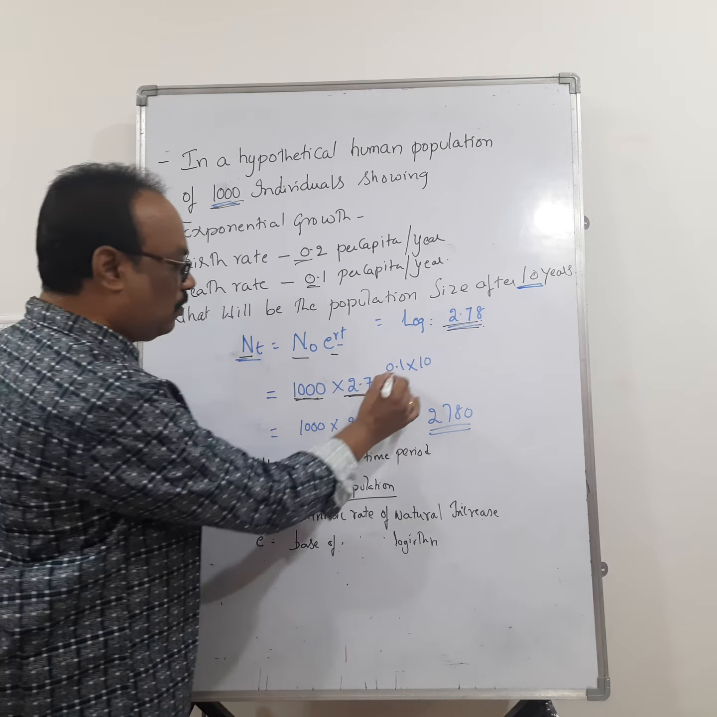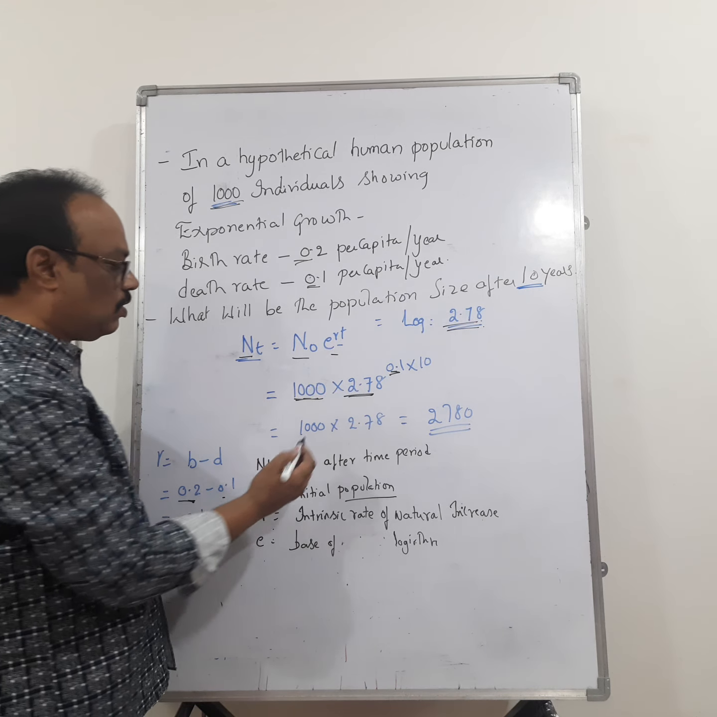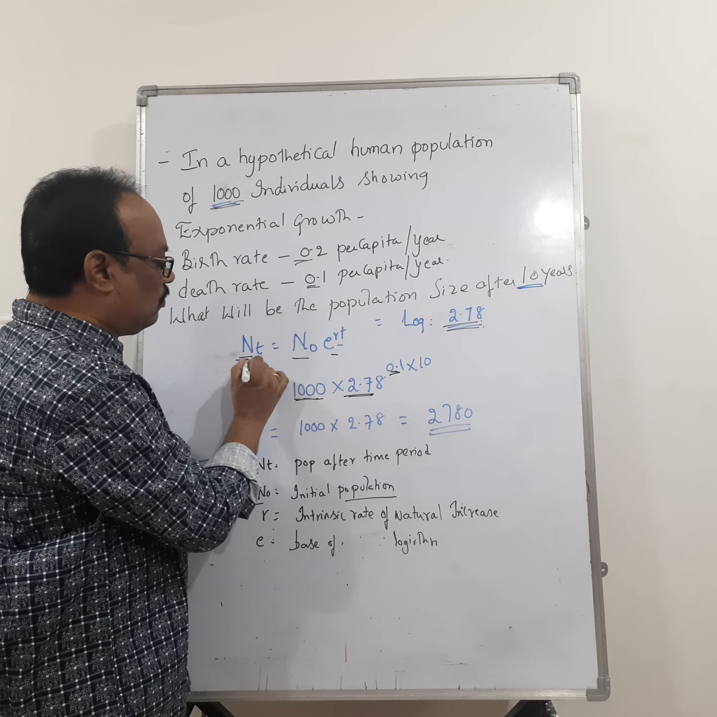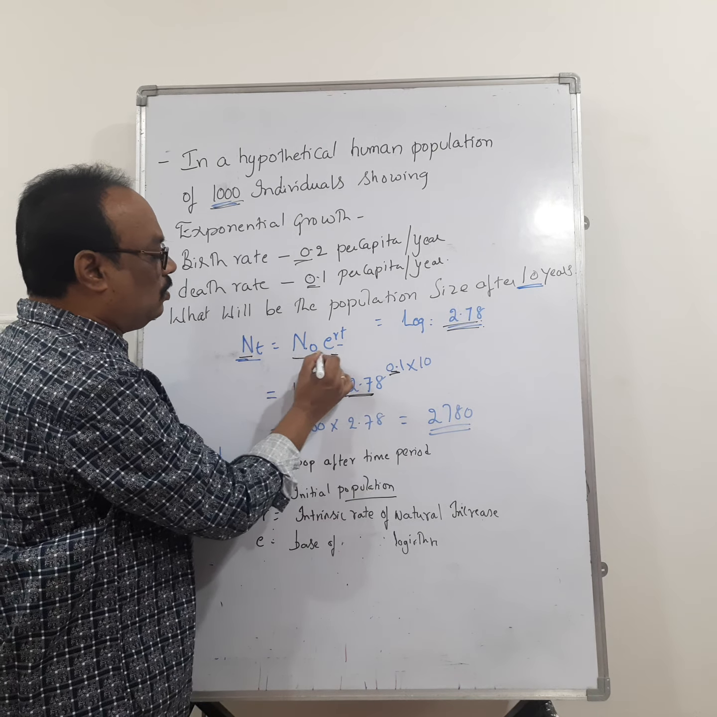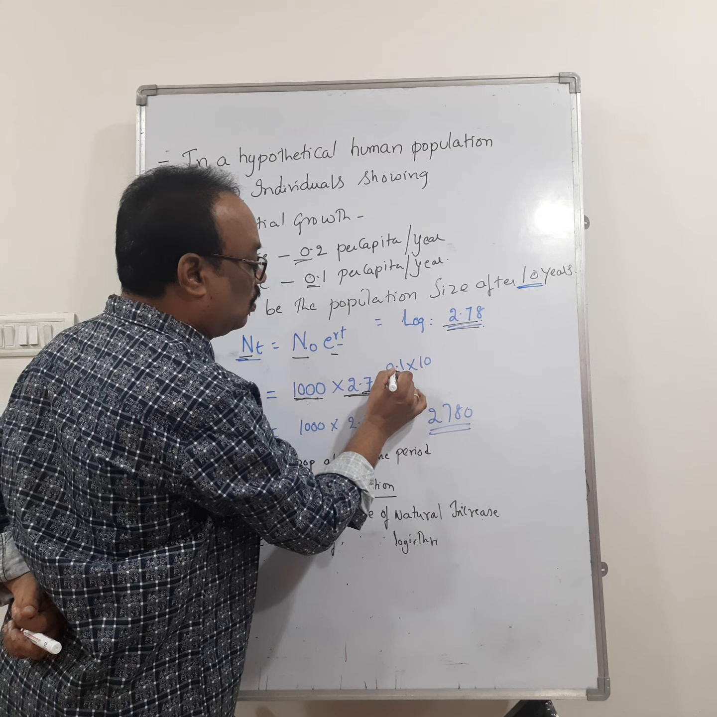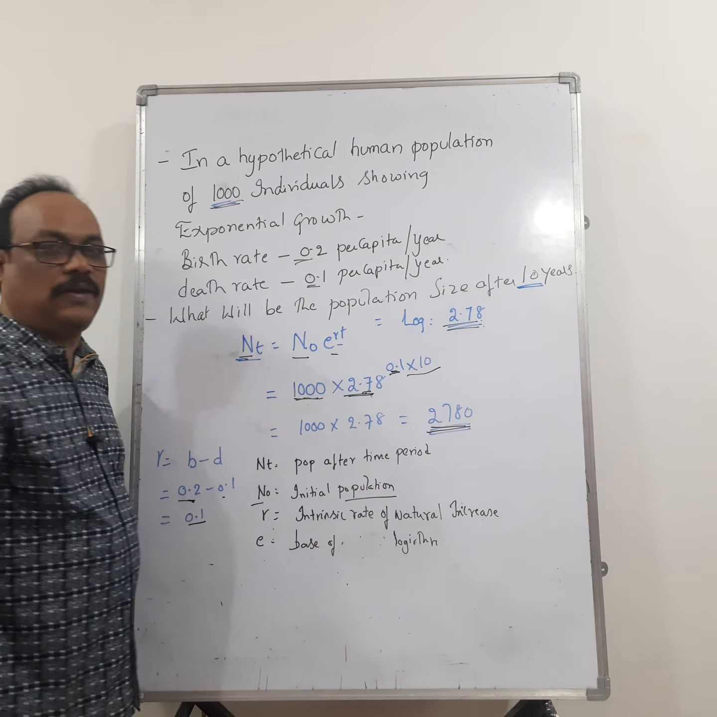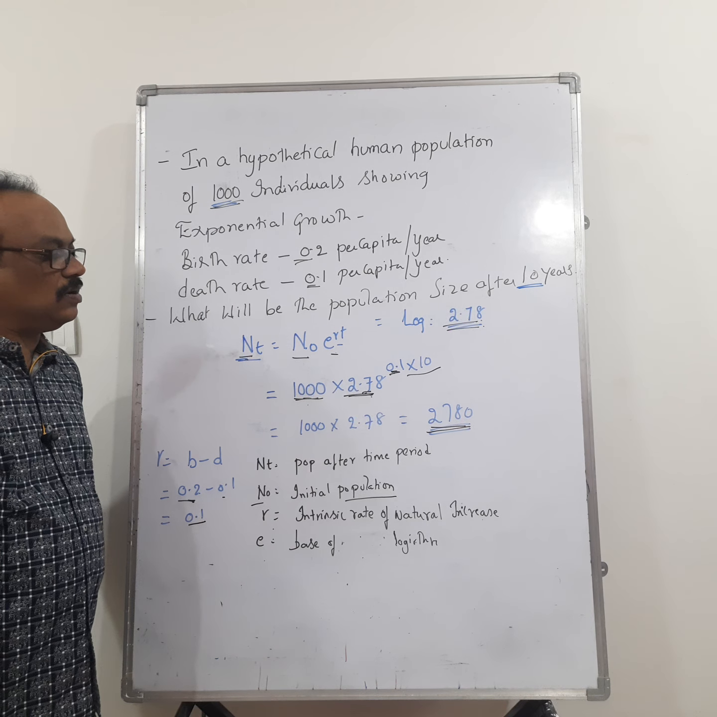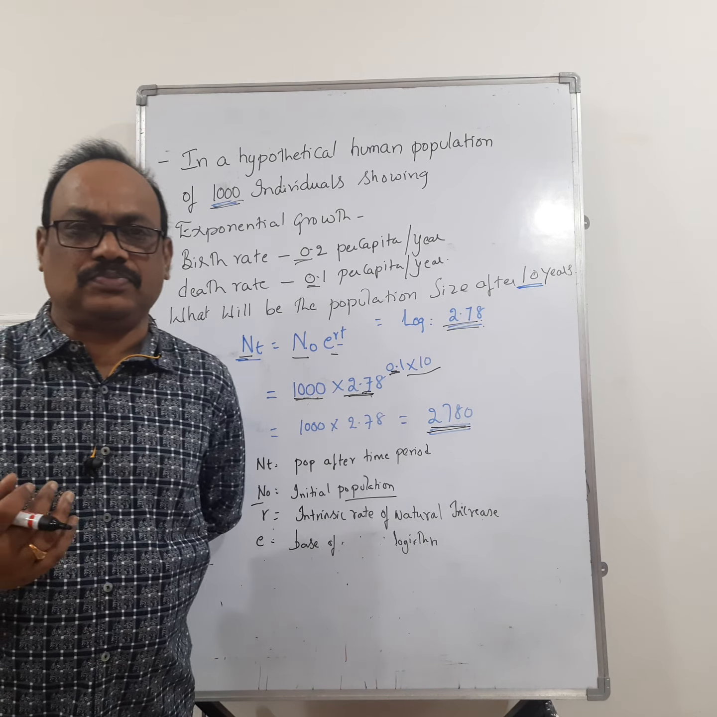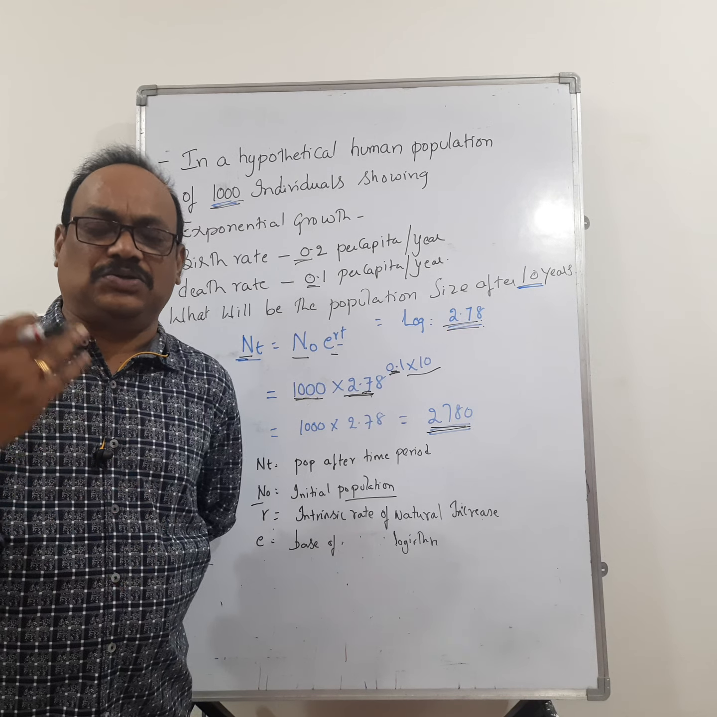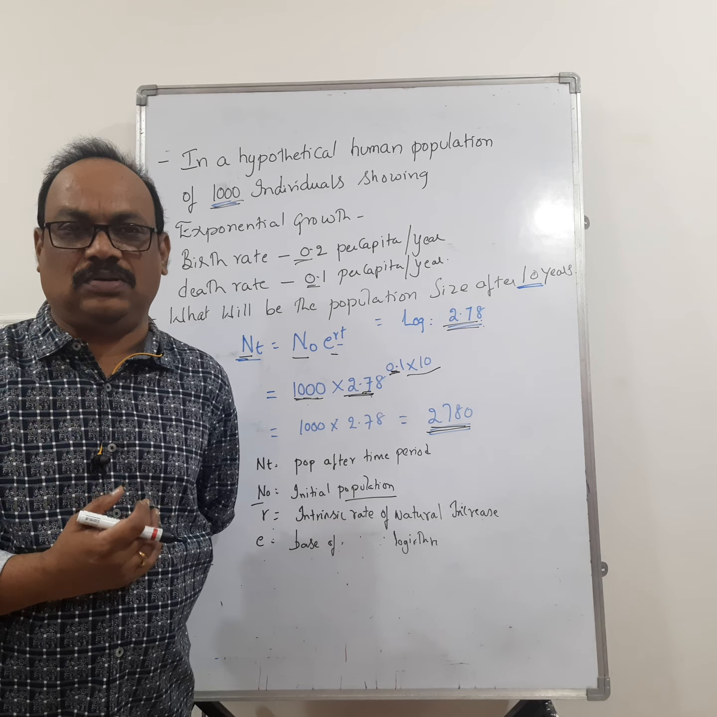Now they are asking what will be the population size after 10 years. What is the formula? Nt equals N0 e^(rt). So e is 2.7, r is 0.1, and the time period is 10 years. So 1000 into 2.7 to the power of 0.1 into 10. The answer will be 2780. Right? 2780.